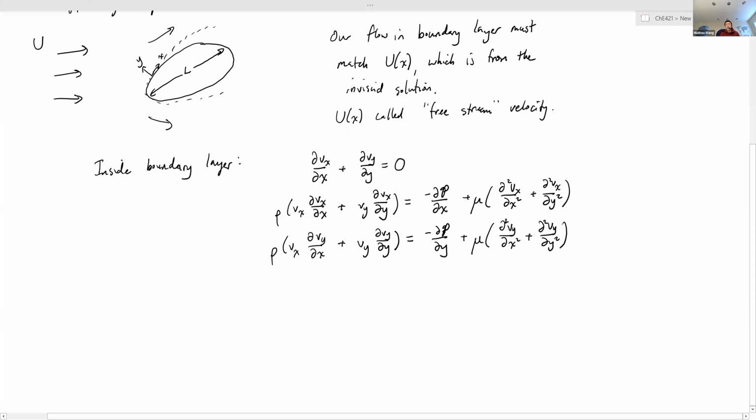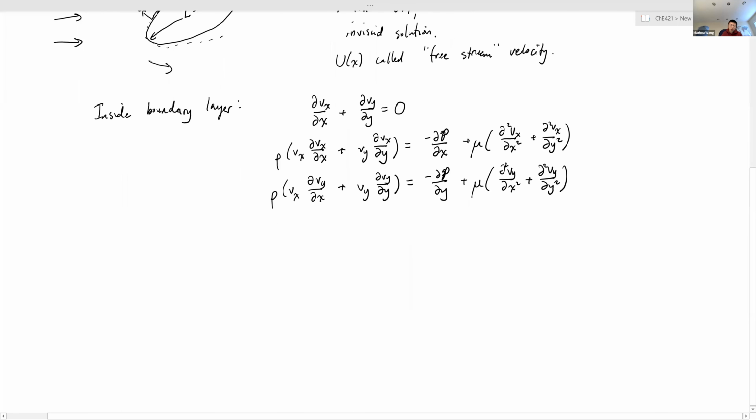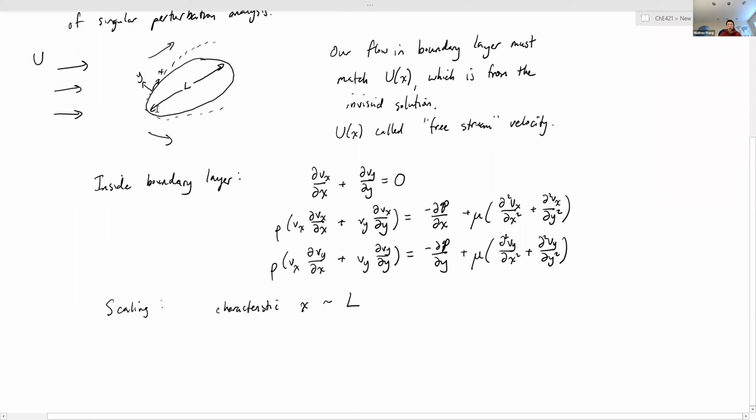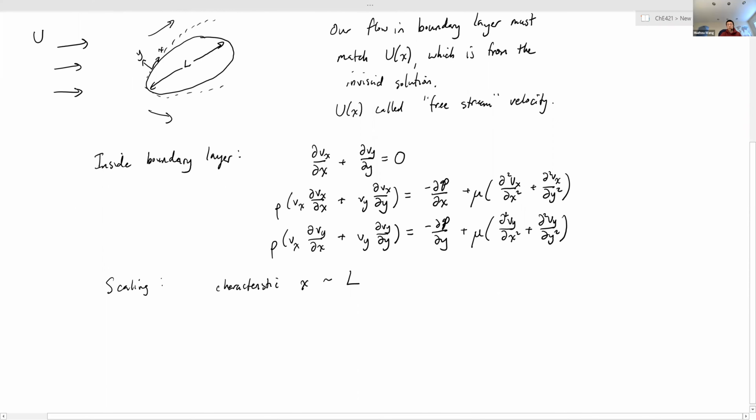As we've done in several other contexts, we might be able to show that some of these terms are more or less important than others. And so it makes sense to try and look at how these terms scale. So let's first write down some characteristic length, velocity, and pressure scales. Our characteristic x could scale as L, because x is going to be moving along the boundary layer, along the length of the object itself.